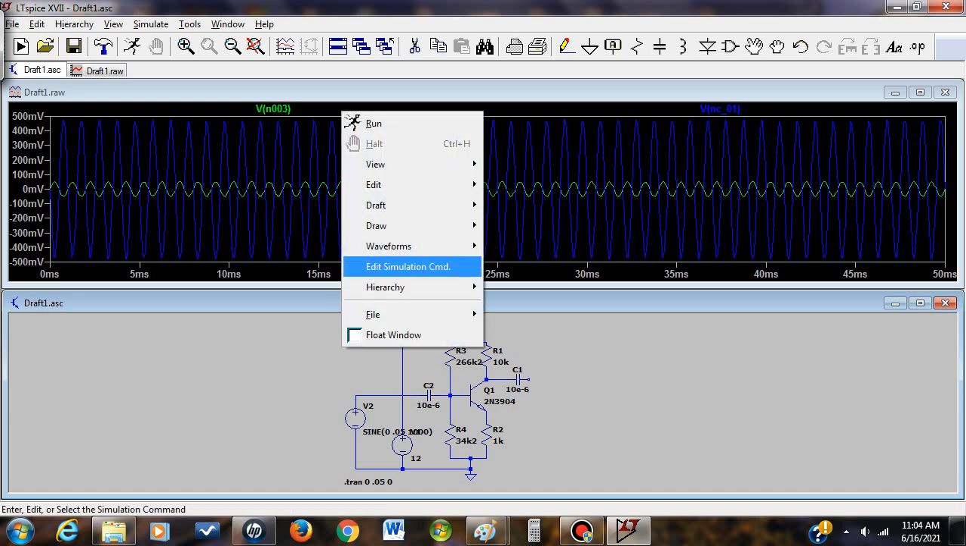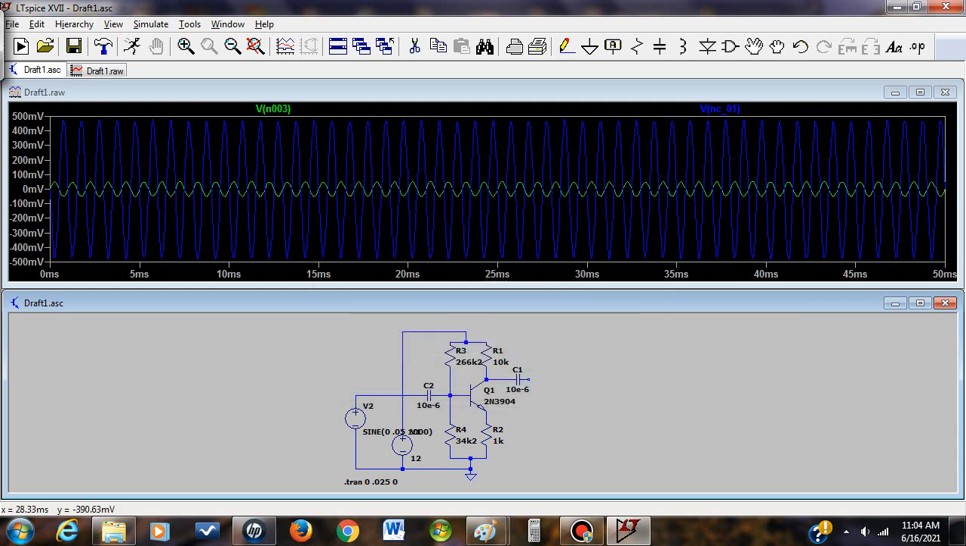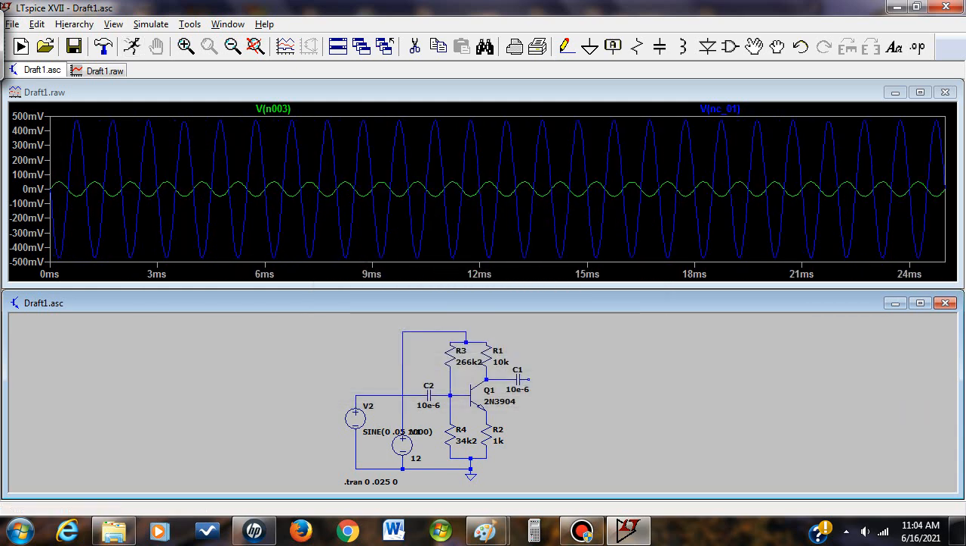Now let me adjust some of the settings here, make it a little bit better. Let me go ahead and edit the simulation here. Stop time, it's way too high, so let me go ahead and reduce this. Let me make it 0.25. I think that might be a little bit better. And let me go ahead and run that again. Okay, this is a better view of it. So the green sine wave, that's what's being inputted into the amplifier. And the blue sine wave is what's being outputted.